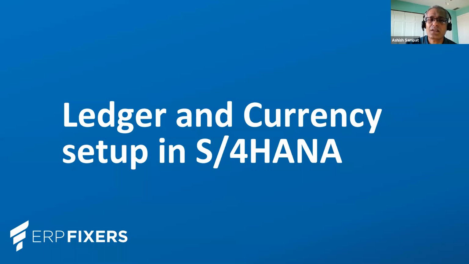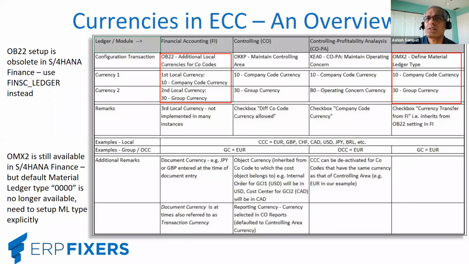Let's look at the ledger and currency setup. This slide that you're seeing here is more of an overview of currencies in various modules, whether it is FI, CO, COPA, or the material ledger part. Our focus for today's discussion is going to be the 2 boxes that are highlighted in red. One is the OB22, which is the additional local currencies for company codes. That is the ECC setup. And then the one on the extreme right is the OMX2 part, which is around the define material ledger type.